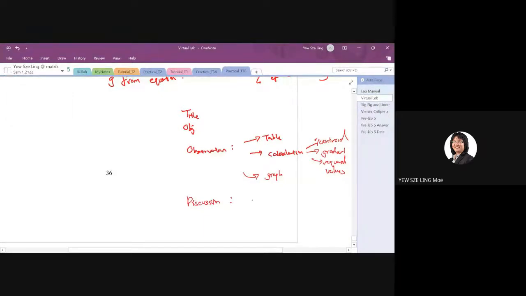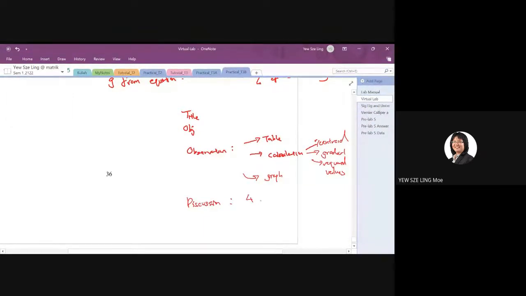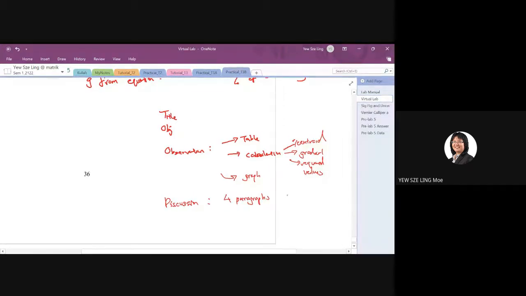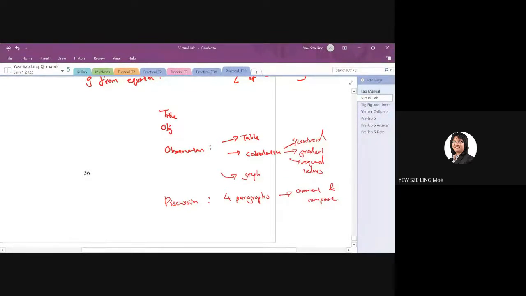So discussion is now no longer 3 paragraphs, but 4 paragraphs. Remember, because of the report writing test, now we have to change it into 4 paragraphs. So which 4 paragraphs? First paragraph, you comment and compare. Comment and compare: compare between 2 different G values, and compare the G that you obtained with the theoretical value. That is what we say compare.